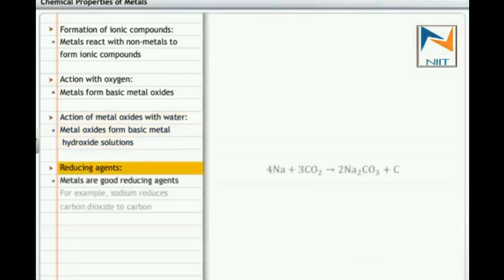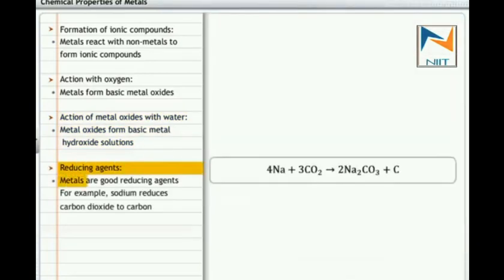Action as reducing agents. Metals have a tendency to lose electrons. In other words, they are good reducing agents. For example, carbon in the combined form accepts electrons from sodium and gets reduced to carbon in the free state. Thus, sodium acts as a reducing agent.